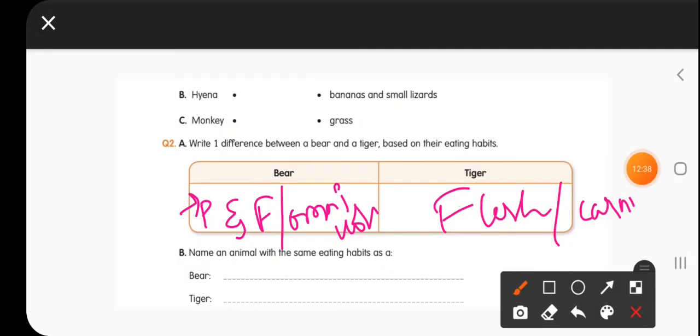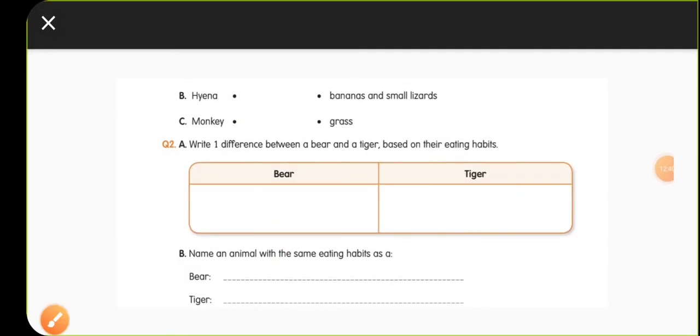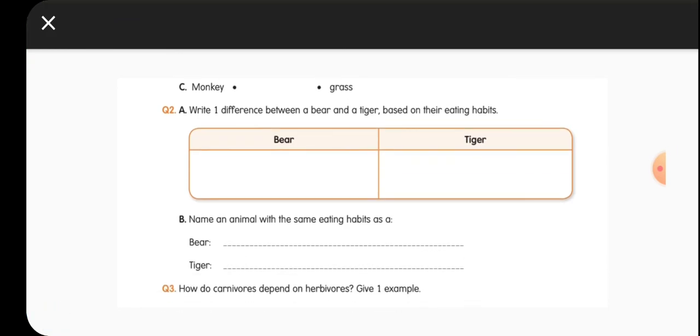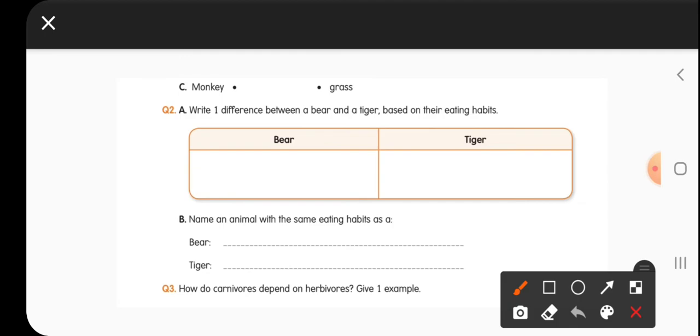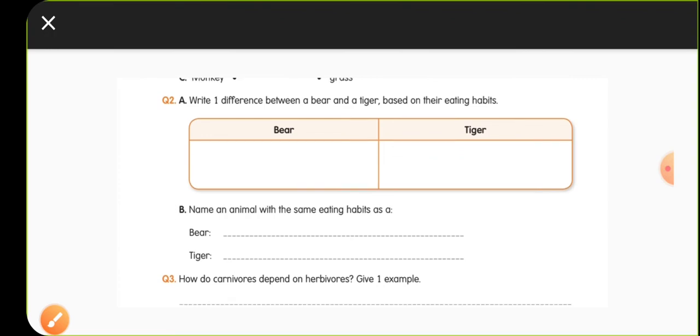Okay. Now in the second B question, name an animal with the same eating habits as a bear. As the bear is an omnivore, they are asking you to write an example of another omnivore. Very good, it's the monkey. Tiger is a carnivorous animal, so another carnivore can be a lion or a snake, which eats other animals as its food. Okay, now let us move to the third question, children.